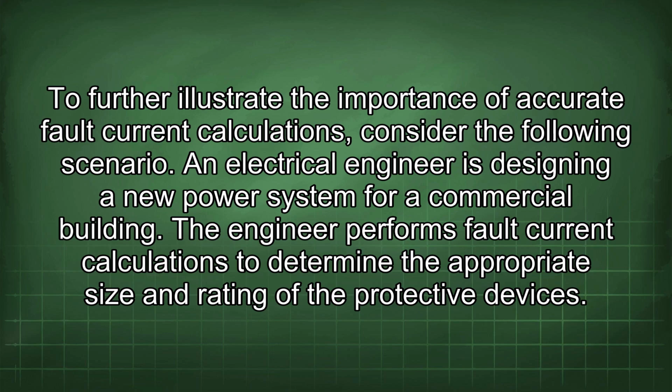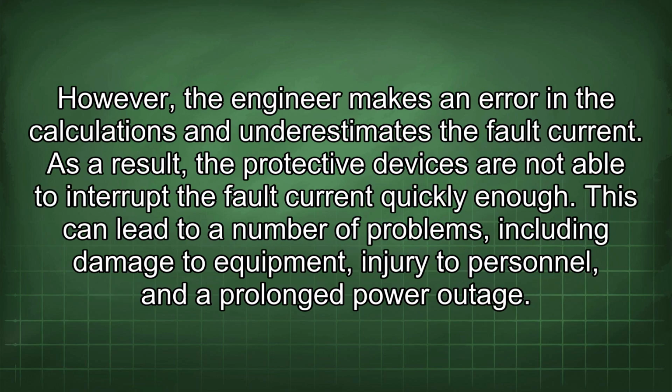An electrical engineer is designing a new power system for a commercial building. The engineer performs fault current calculations to determine the appropriate size and rating of the protective devices. However, the engineer makes an error in the calculations and underestimates the fault current. As a result, the protective devices are not able to interrupt the fault current quickly enough. This can lead to a number of problems, including damage to equipment, injury to personnel, and a prolonged power outage.